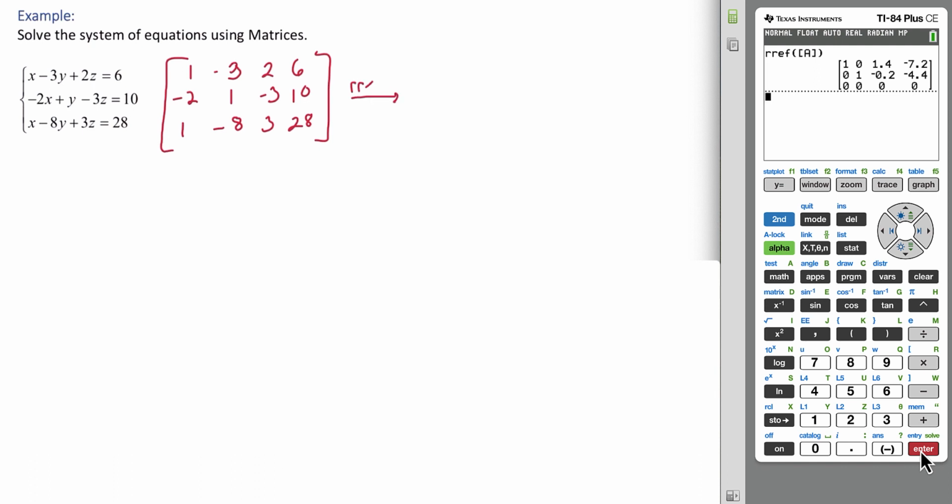So we use the RREF function, and the result is 1, 0, 1.4, -7.2, 0, 1, -0.2, -4.4, 0, 0, 0, 0.